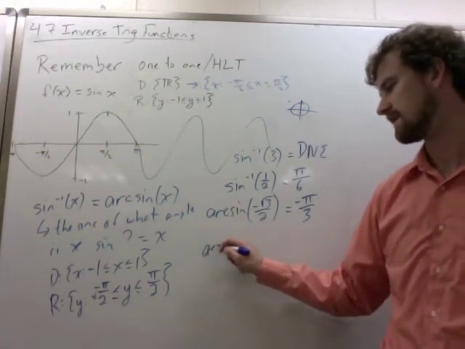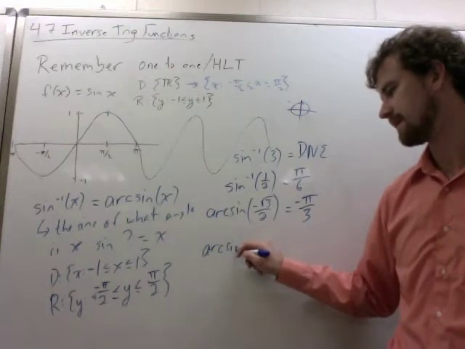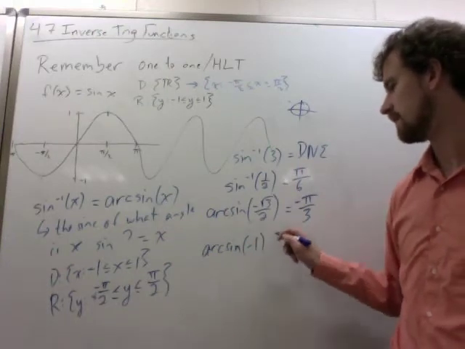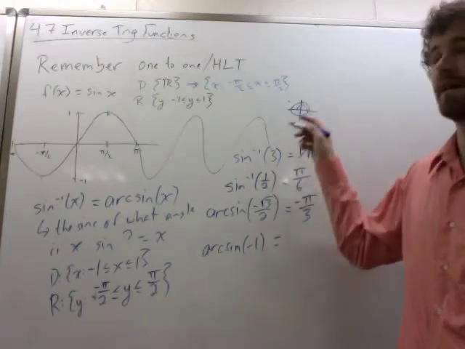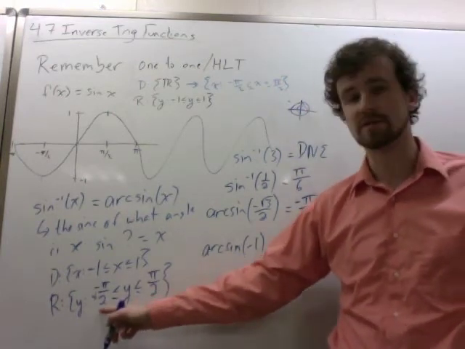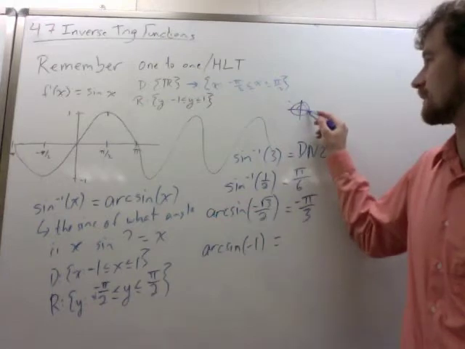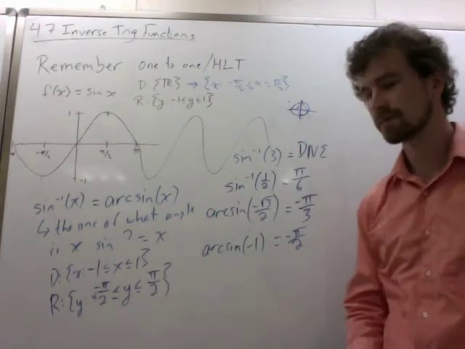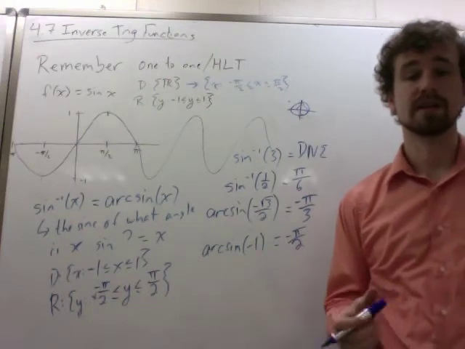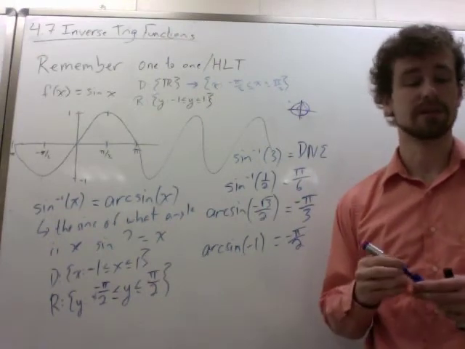I ask you what's the arc sine of -1. Well, we know that is right here. You might remember it as 3 pi over 2, but our range on arc sine only goes from minus pi over 2 to pi over 2. So we have to go this way, and that's minus pi over 2. So that's how we deal with our inverse sine function.